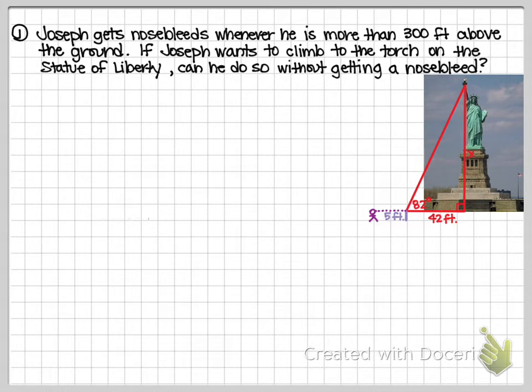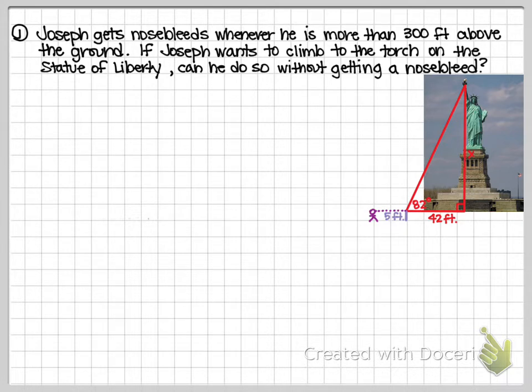Okay, let's take a look at some examples. So we've got this scenario with Joseph, and he wants to know if he can climb up to the torch for the Statue of Liberty without getting a nosebleed. So we need to do some calculations for him. Well, you'll notice that we do have this whole idea of eye height. So I have my little tiny picture in purple of Joseph off to the side. We would say that his eye height is 5 feet above the ground.